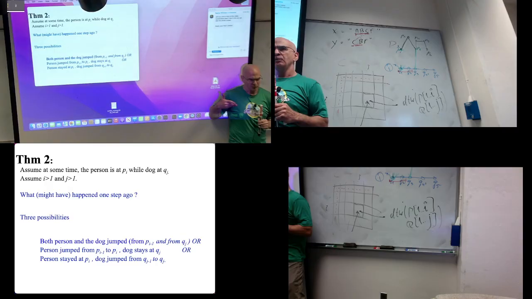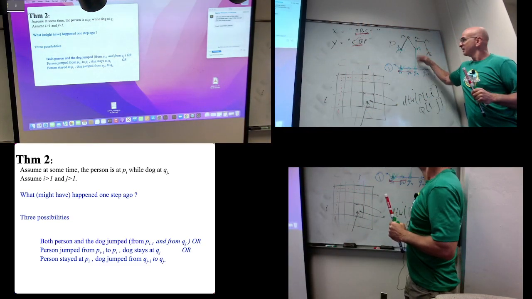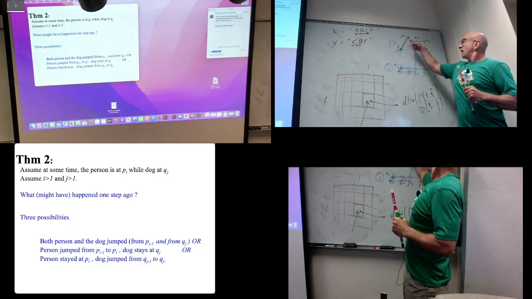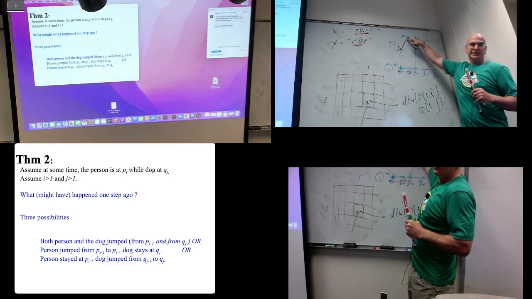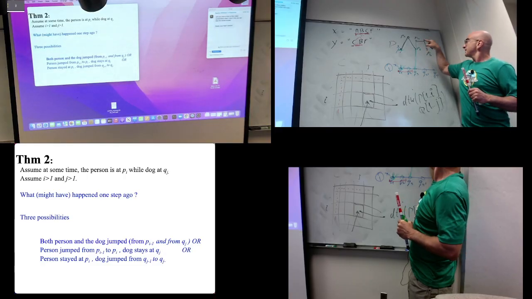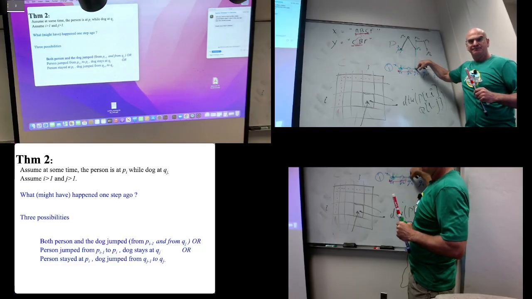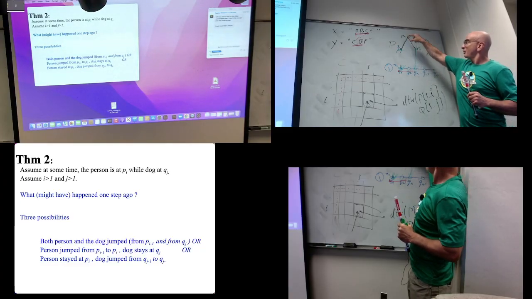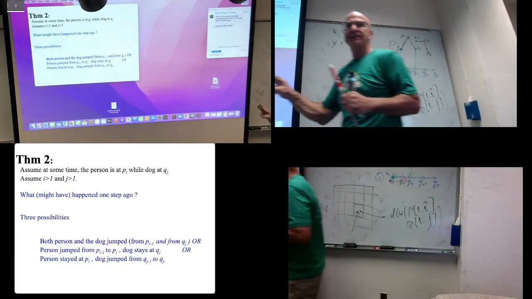What happened one step ago? What happened one time step ago? Now they're at P3, Q3. Either the person was one vertex earlier at P2, and the dog was still at Q3. Or the person was already at P3, and in the last step, the dog was the one that moved. Or one step ago, they were at P2 and Q2, and both of them jumped. These are the only three options.